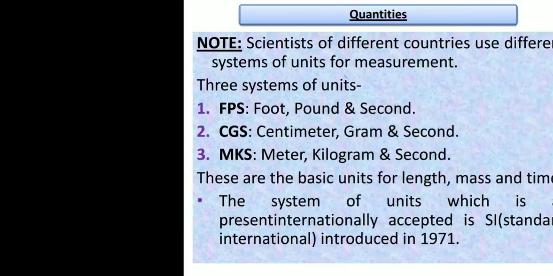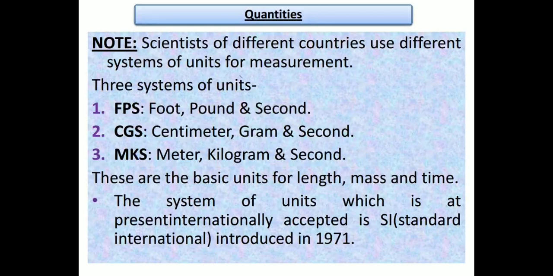Scientists of different countries use different systems of units for measurement for their convenience. So here are the three types of systems of units. First one is FPS, second one is CGS, third one is MKS. Here FPS denotes foot, pound, second. CGS denotes centimeter, gram, second. MKS denotes meter, kg and second. So these are the basic units for length, mass and time.